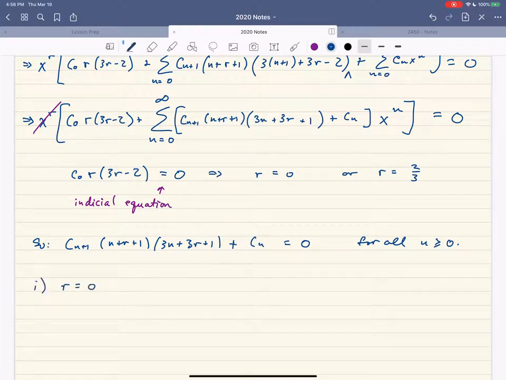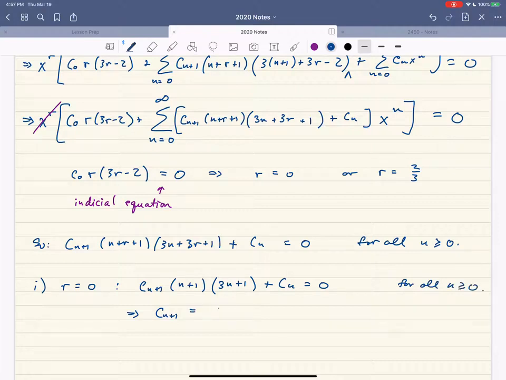Let's study this first if r is equal to 0. If r is equal to 0, then our recurrence becomes c sub n plus 1 times n plus 1 times 3n plus 1 plus c sub n is 0. In other words, the recurrence is, and this is true for all n greater than or equal to 0, c sub n plus 1 is going to be minus c sub n over n plus 1 times 3n plus 1.